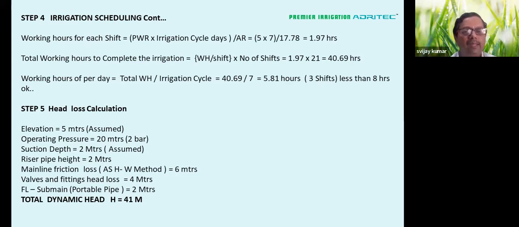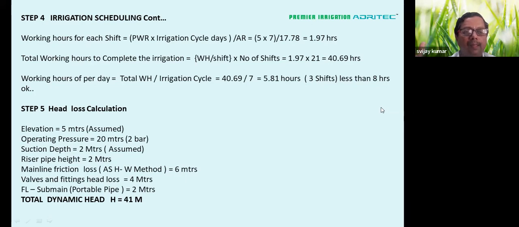Okay. So that means I already calculated that there are going to be 21 shifts, and each shift is going to operate for say 2 hours. So what happens is, 1.97 multiplied by 21 is around 40.69, or say 2 into 21, say 42 hours is what is going to happen.